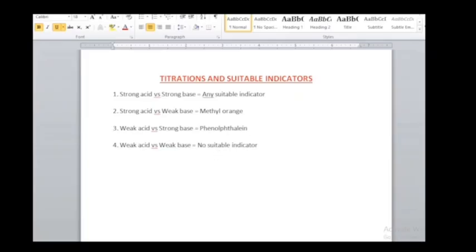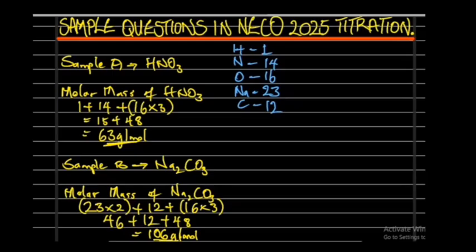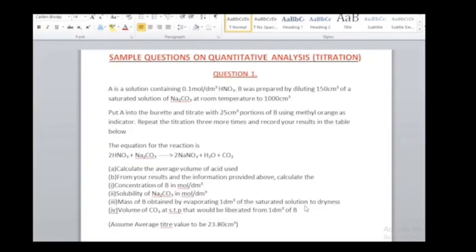So that is just what we quickly want to look at, talking about the titration. So going to the class now, we said that this is the reaction that we want to look at, talking about our acid being HNO3 and our base being the sodium carbonate. Here are some sample questions that we want to use in today's examination, in today's reaction.